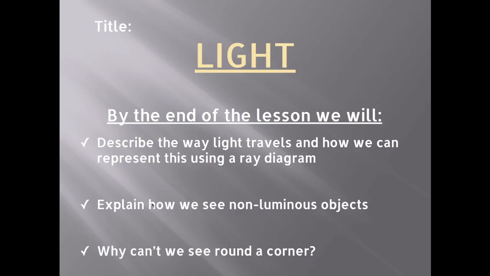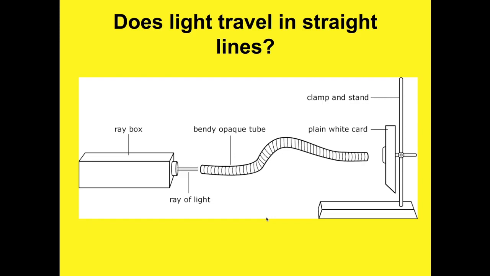We're going to explain how we see non-luminous objects. Luminous objects, obviously they give out light, that's how we see them, but how we see non-luminous objects and why we can't see around corners.